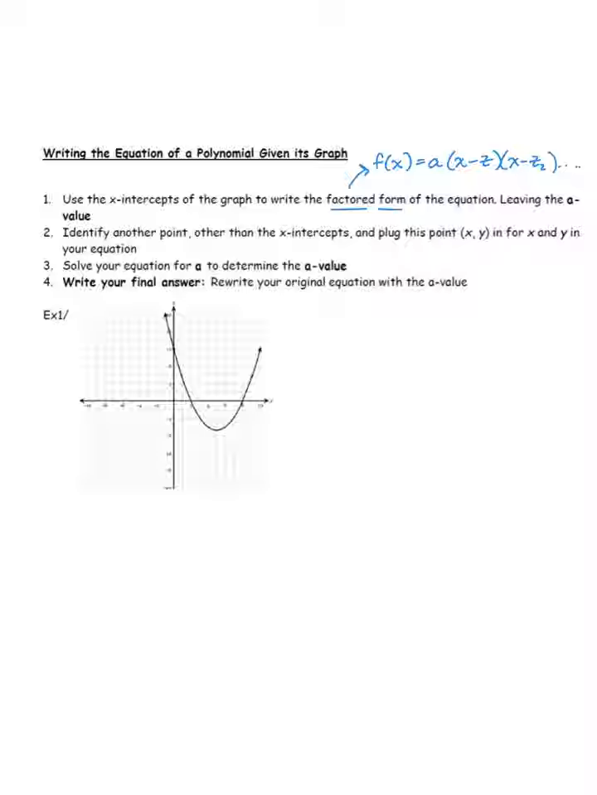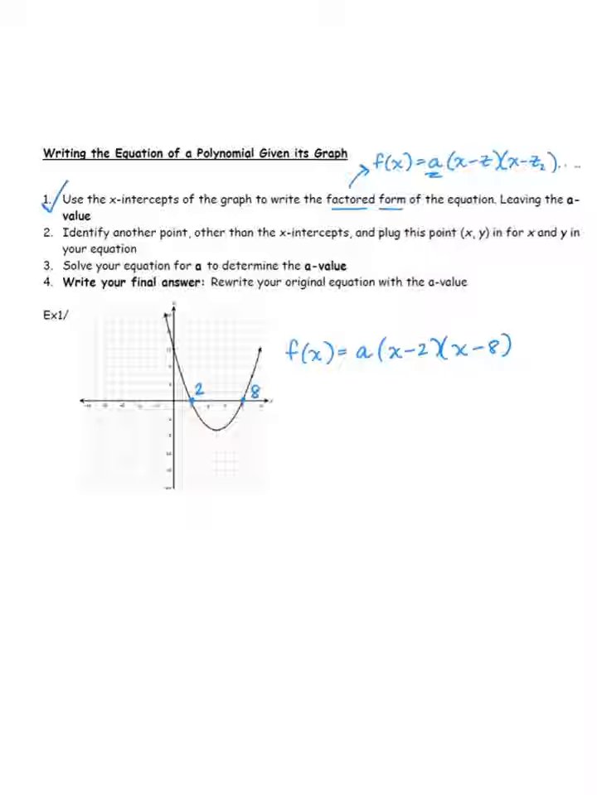So I'm going to use the x-intercepts to write the factored form of the equation. I'm going to leave the a value in my equation. So this is step 1. I'm going to write f of x equals, and I'm going to leave my a value alone. If I look at my graph, I have an x-intercept of 2 and an x-intercept of 8. So I need 2 factors, x minus 2 and x minus 8, because I took positive 2 and positive 8 and made them opposites. So that's the end of step 1.